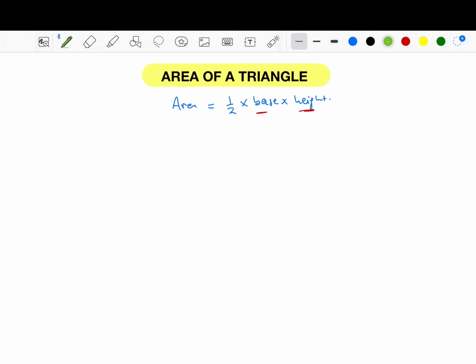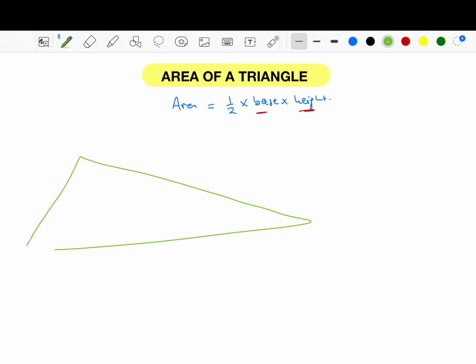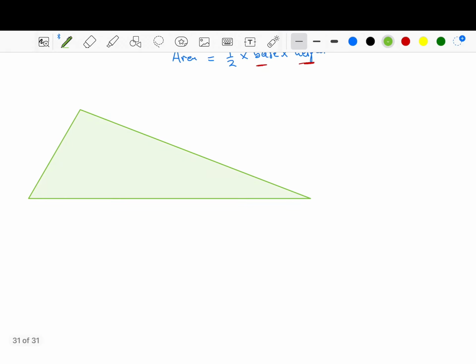So let's say you have a triangle that has no equal sides. Let's say this triangle looks like this. Assuming this triangle has no equal sides, you have this is A, this is B, this is C. This is your triangle.